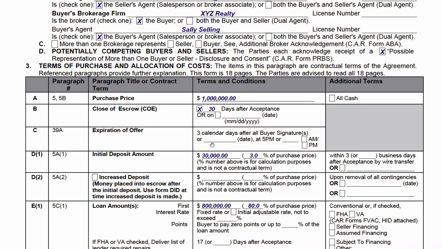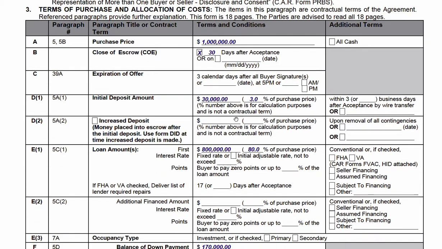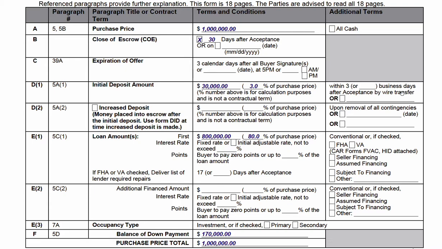Expiration of offer. So if nothing's done, by default, 3 calendar days go by, this offer expires. And you can shorten or lengthen that down here. Initial deposit amount, between 1% and 3% typically. I just put in 3% because I was feeling generous, so I put $30,000. Within 3 business days, it needs to be deposited at escrow. And by default, it's by wire.